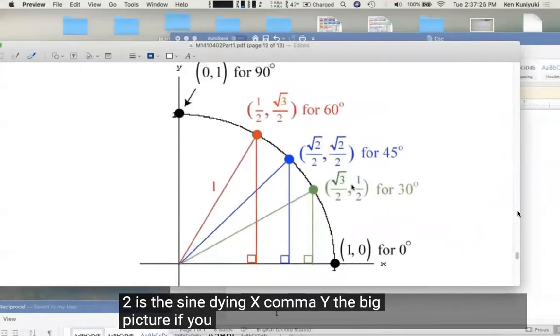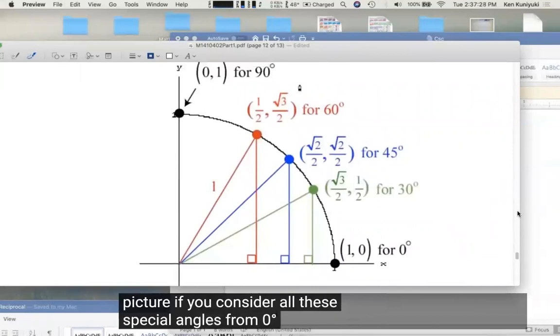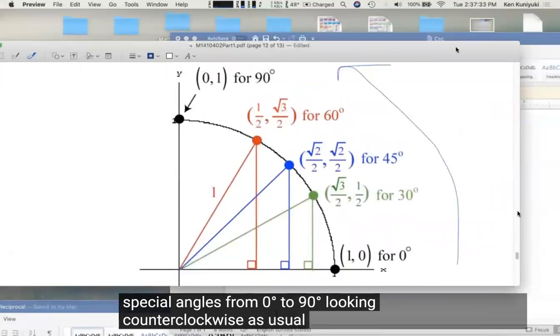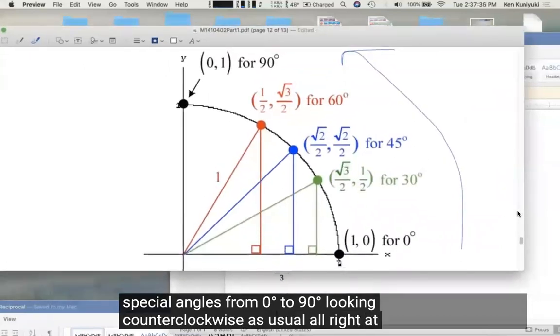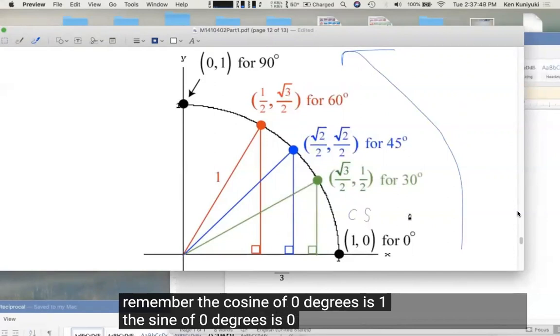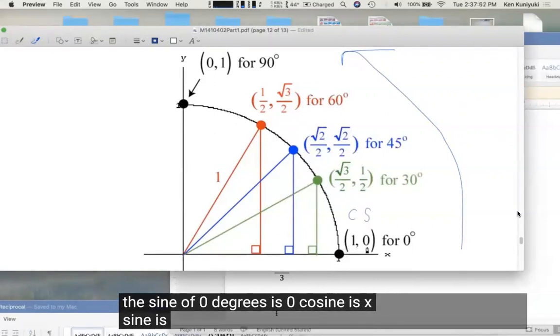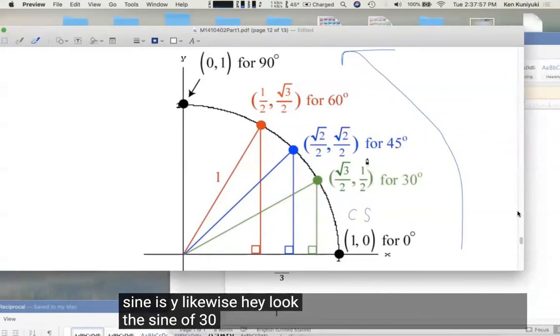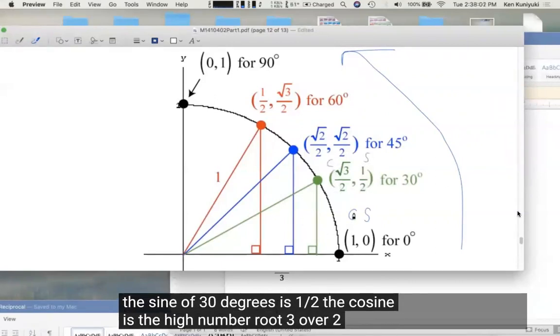The big picture, if you consider all these special angles from 0 degrees to 90 degrees, looking counterclockwise as usual. At this point, for 0 degrees, the corresponding intersection point is (1, 0). Remember, the cosine of 0 degrees is 1, the sine of 0 degrees is 0. Cosine is x, sine is y. Likewise, hey look, the sine of 30 degrees is 1/2. The cosine is the high number, root 3 over 2.